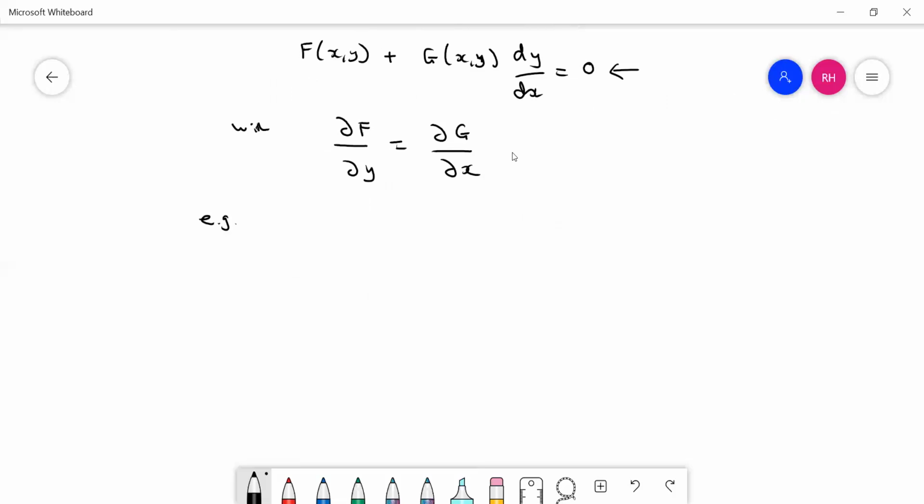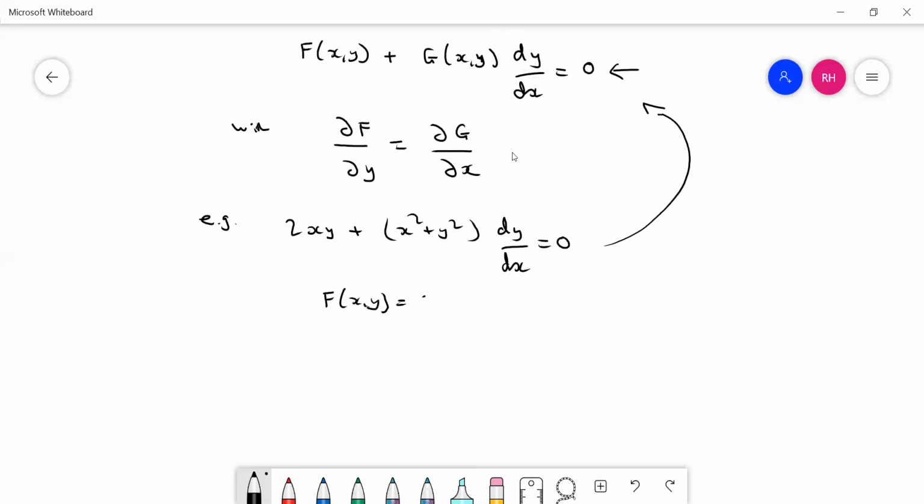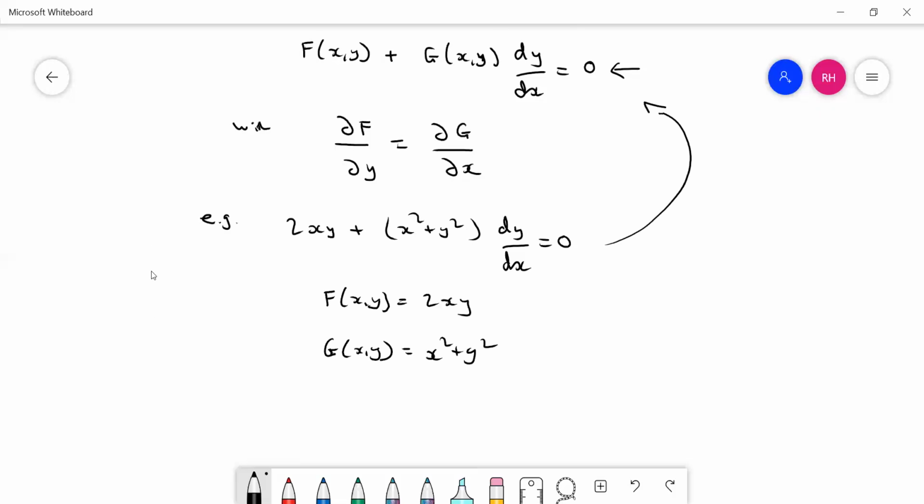This one comes from one of the UNSW courses, where I tutor from time to time. 2xy plus (x squared plus y squared) times dy/dx equals 0. So first thing is that we can look up here and see that it's basically of that form. Why is that? Well, f(x,y) is equal to 2xy, and g(x,y), a function that depends on x and y, is x squared plus y squared. And so that satisfies the first thing.